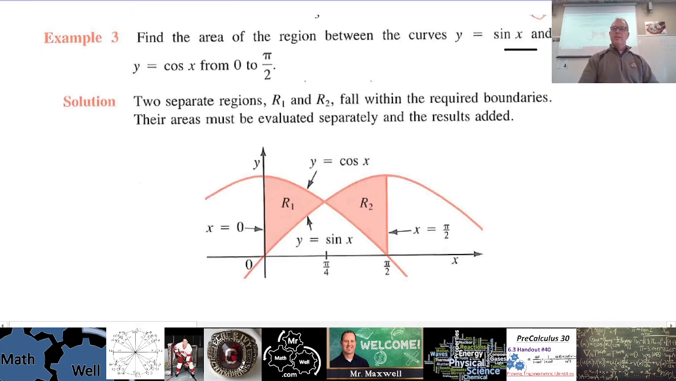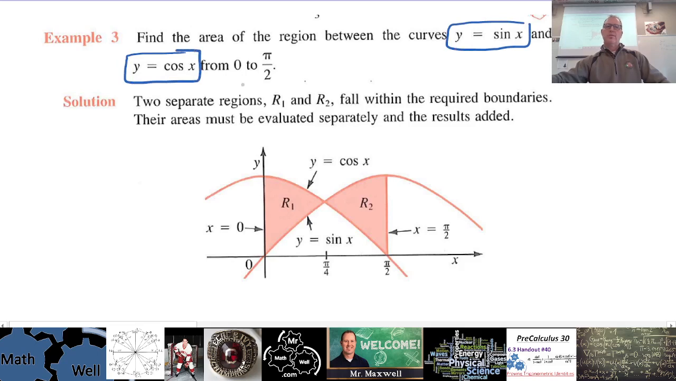Example 3. This is the example where the two graphs overlap each other and they crisscross. And so we have to split this area in between these two curves into two sections, R1 and R2. So the example here that will end this first half of the lesson is find the area of the region between the curves, y equals sine x and y equals cos x, from 0 to pi/2.